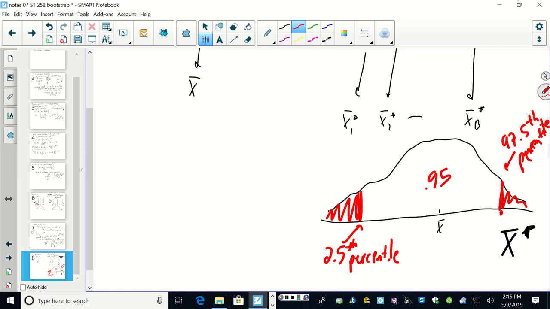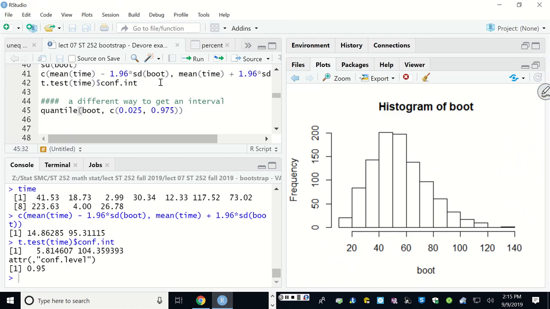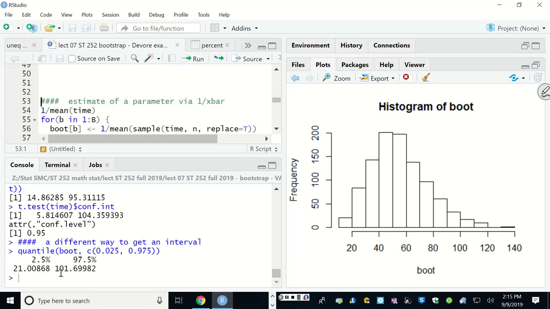I also like checking other ways of knowing, right? So I would probably look at the t-test intervals. It's kind of the same. There's a function in R called quantile. And remember, my boot here contains the 1,000 means, right? So this will give me the 2.5% and the 97.5% from that distribution, right? And so that's 21 up to 101.